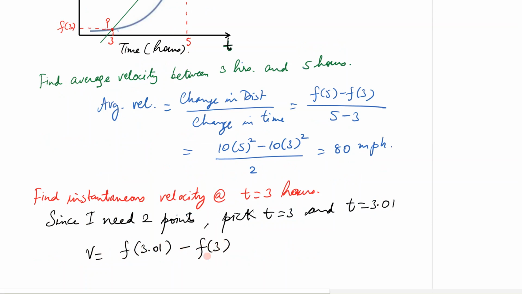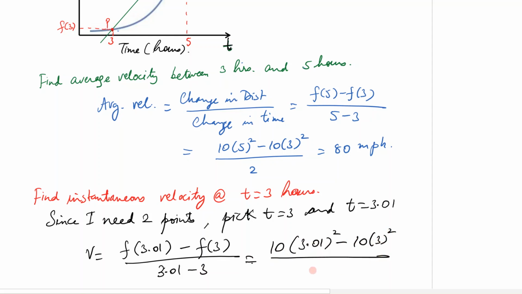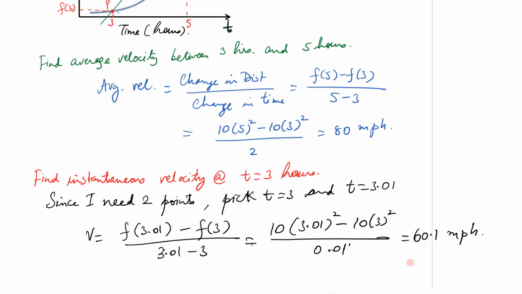Using these 2 points, I can approximate that velocity at 3 hours would be, just plugging the values into the function, about 60.1 miles per hour. So this is our estimate. This is not the exact value of velocity at t equal to 3 hours. Soon we will find the tools which will help us find the exact value at any instant, or in other words, the slope of the curve at any point.